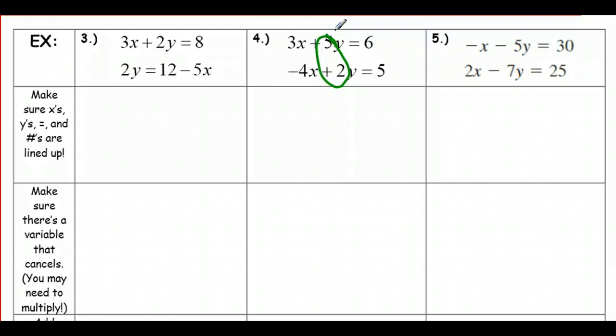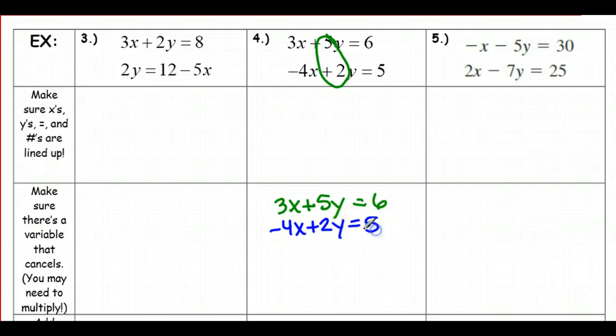Well, what we can do in a situation like this is take the equation 3x plus 5y equals 6, and the other equation, negative 4x plus 2y equals 5, and multiply them. If we choose to eliminate the variable x, I'm going to multiply the opposite equation by the coefficient in the other equation. So in the top equation, my coefficient for my x variable is negative 4. Now I'm going to choose to multiply the top equation just by 4.